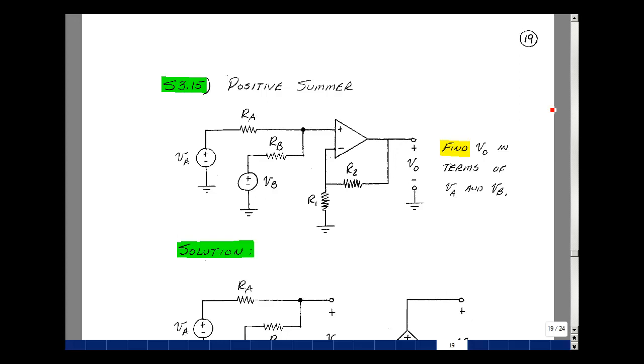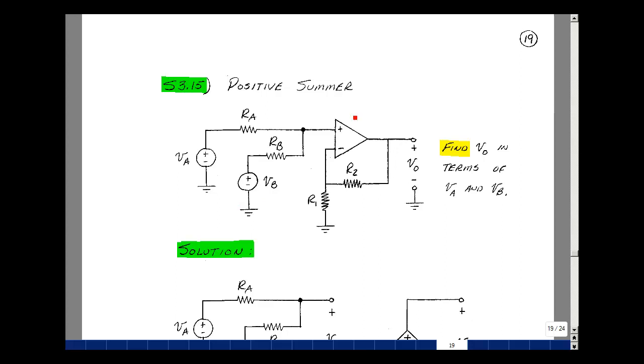So listen to the supplemental problem 315. You can find this problem in the course ebook in the Chapter 3 supplemental problems on page 19. Given this op-amp circuit, which is called a positive summer, could you find the voltage V out in terms of the two inputs V sub A, V sub B, and the resistors in the circuit?